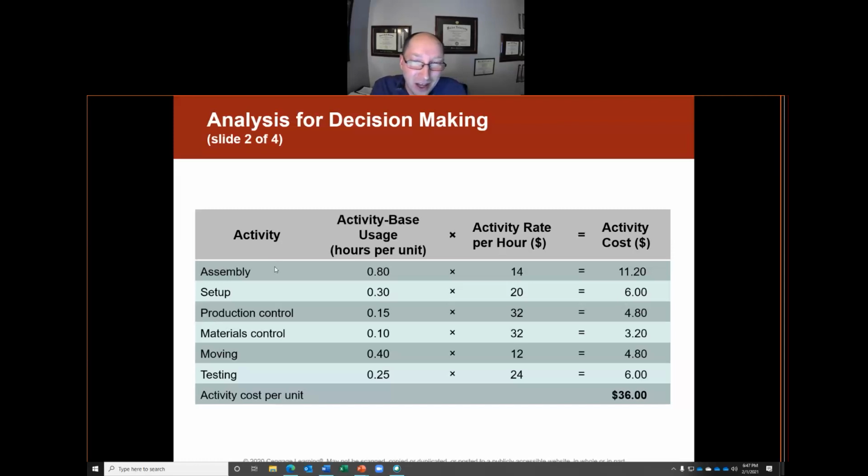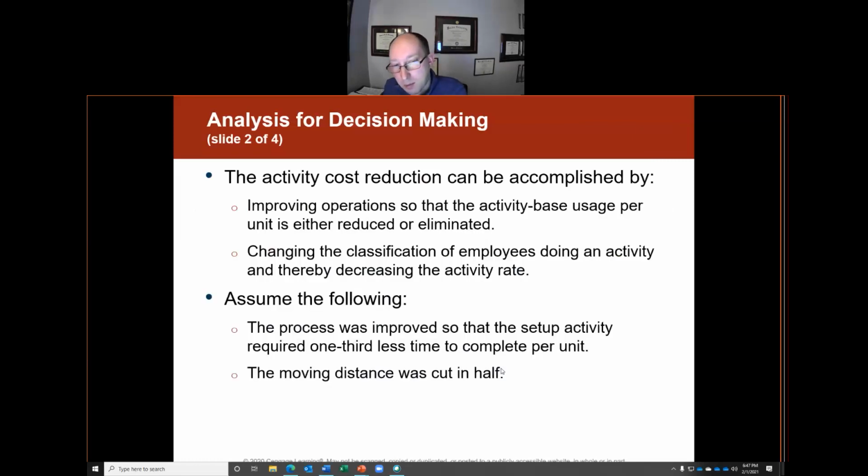Okay, so looking at our earlier example, we have assembly, setup, production control, materials control, moving, and testing. We take the activity-based usage and we multiply that by the activity rate per hour to get us a total activity cost per activity. Add all those up. The idea here, by looking at these types of costs, is to help us to eliminate some costs or to reduce some costs to be more efficient. Efficiency is key.